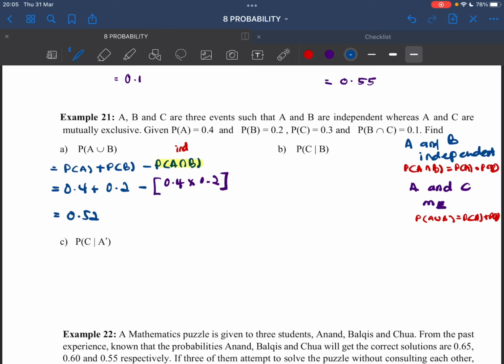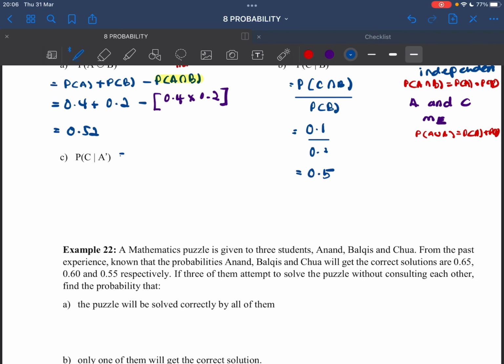For question B, P(C|B), so P(C∩B) follows the order, over what is at the back, P(B). So do we have C∩B? Yes, we do. P(B∩C) is the same as P(C∩B), which is 0.1 over P(B), which is 0.2, and here we have the answer 0.5. And the last one, P(C|A'). So use the formula for conditional, which is P(C∩A') over P(A').